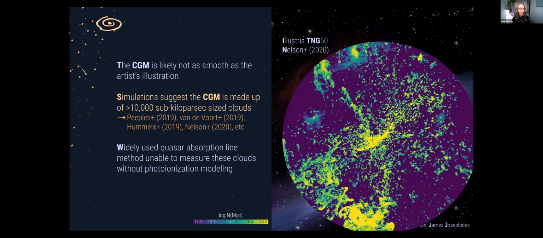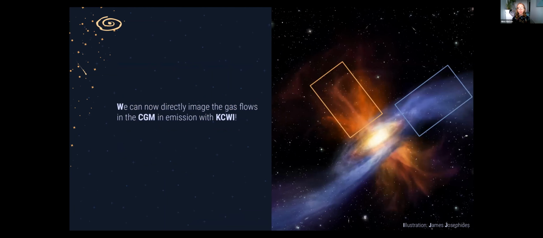We also know that the widely used quasar absorption line method that Hasti used, while it provides a wealth of information, is very difficult to use to measure the sizes of these clouds without making a bunch of assumptions and doing some photoionization modeling. But fortunately, we can maybe start to understand the sizes of these things by directly imaging the gas flows in the CGM using emission and with new instruments like KCWI.